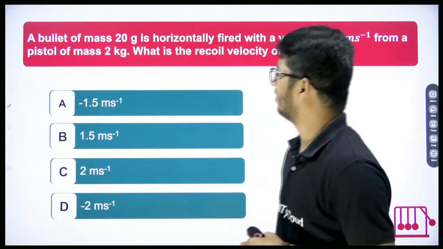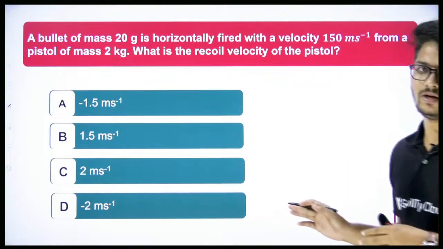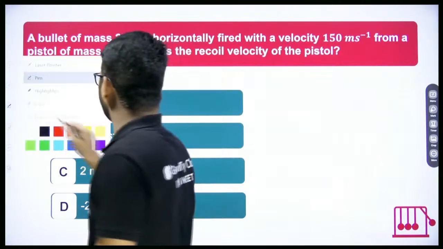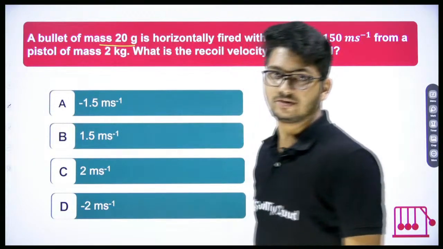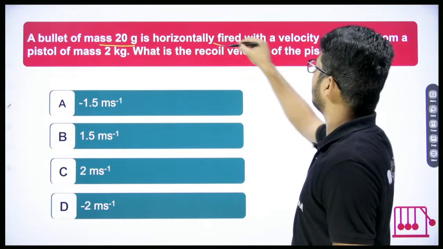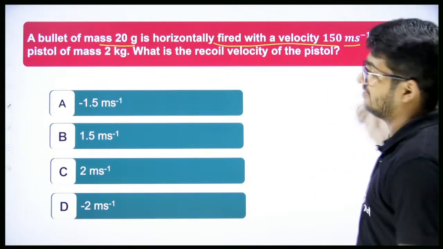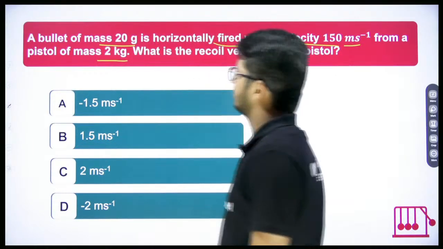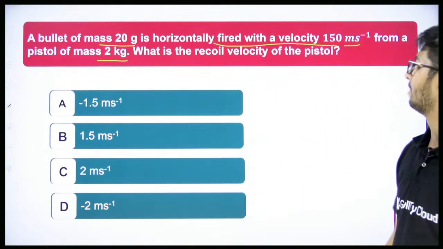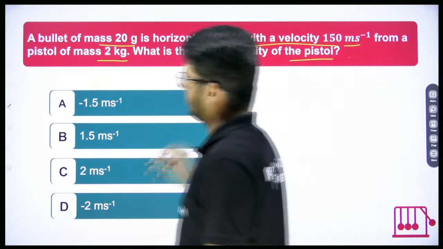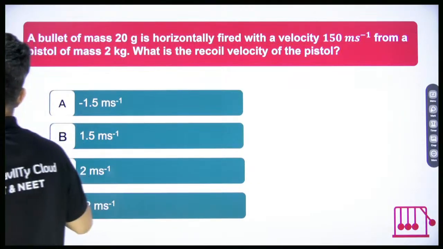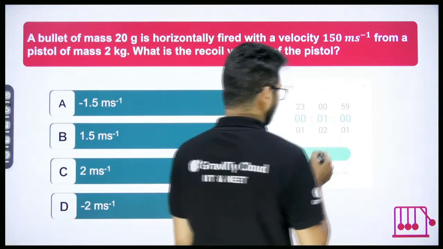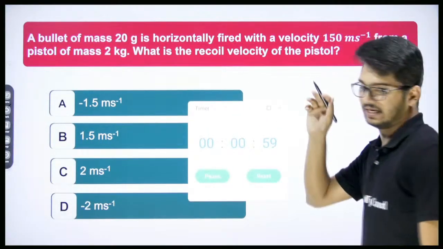Okay? So a simple question for us. You solve it, everyone. I'll not go into it. You solve it and then I'll explain. Say bullet of mass 20 grams is horizontally fired with a velocity 150 meter per second from a pistol of mass 2 kilogram. What is the recoil velocity of the pistol? So please do it. I'll give you 1 minute of time. Options are given here. So please select the correct option.